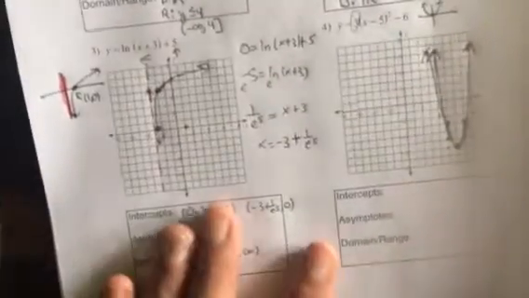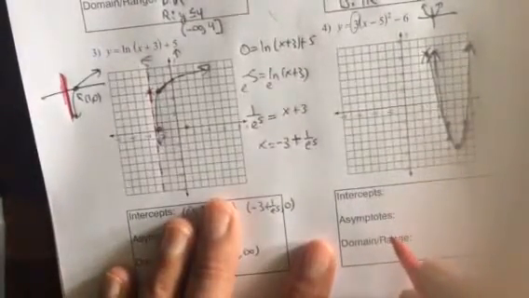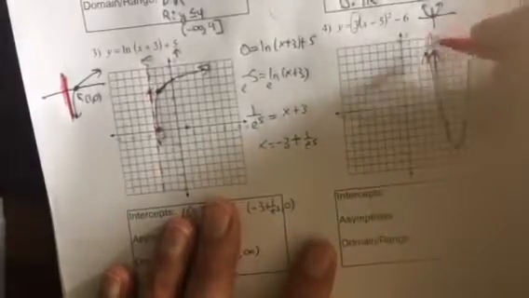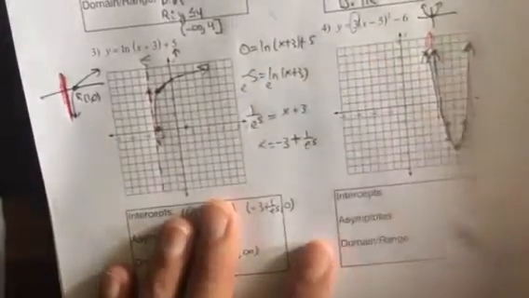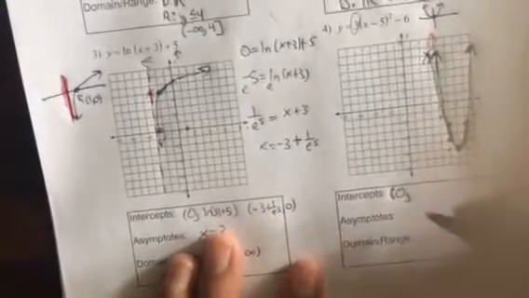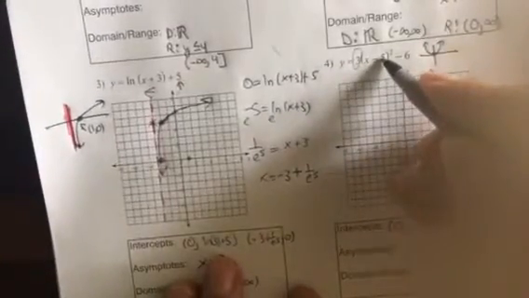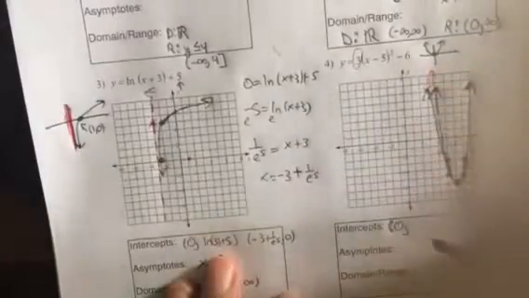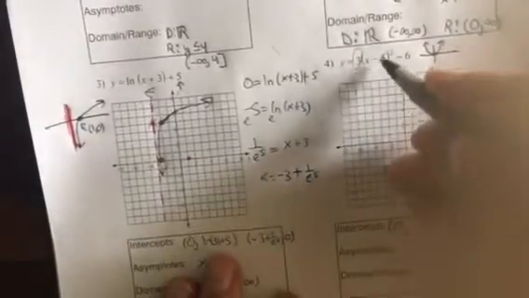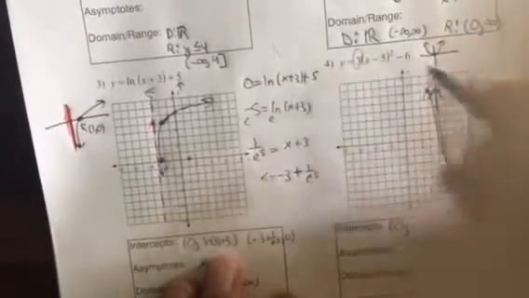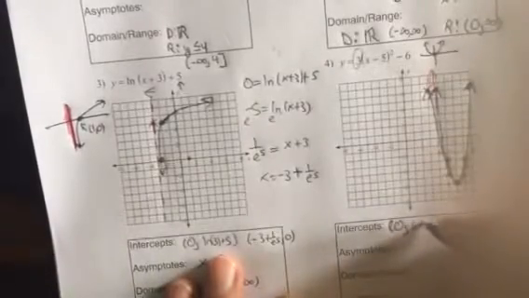So the intercepts. Well, the y-intercept is going to be way up high somewhere. The easiest way to do it is just to plug in 0. So it's going to be 0, comma. When we plug in 0, 0 minus 5 is negative 5. Negative 5 squared is 25. 25 times 3 is 75. 75 minus 6 is 69.